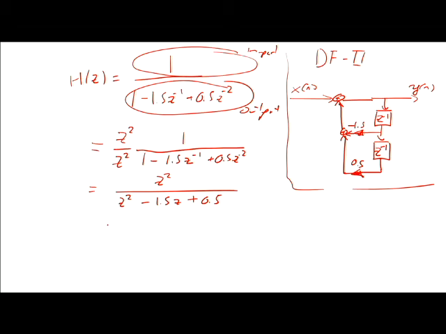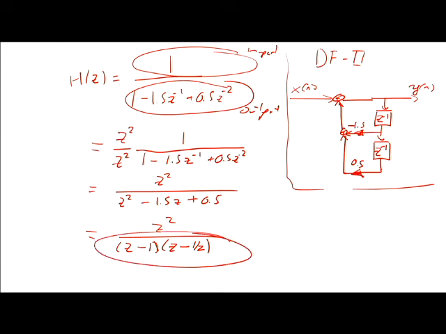So now what I want to do is find the roots of the denominator. So what are the roots? One and one half? Let's see. So z minus one, and z minus one half. Okay. So thank you. So now we have the all-important roots.